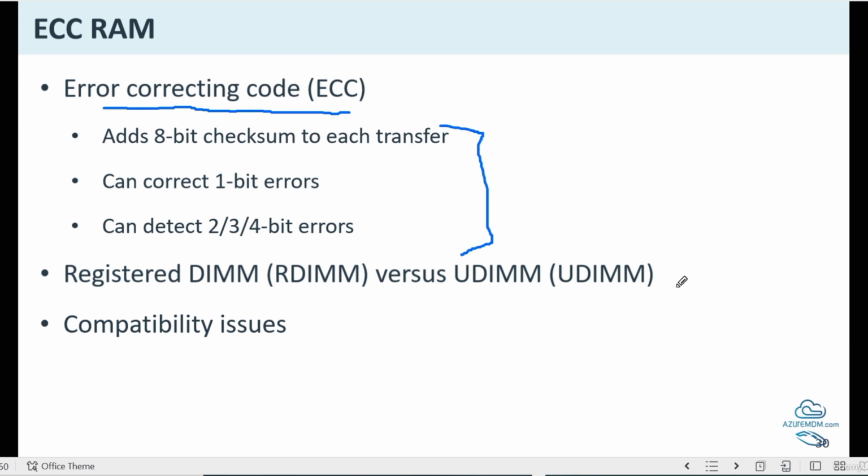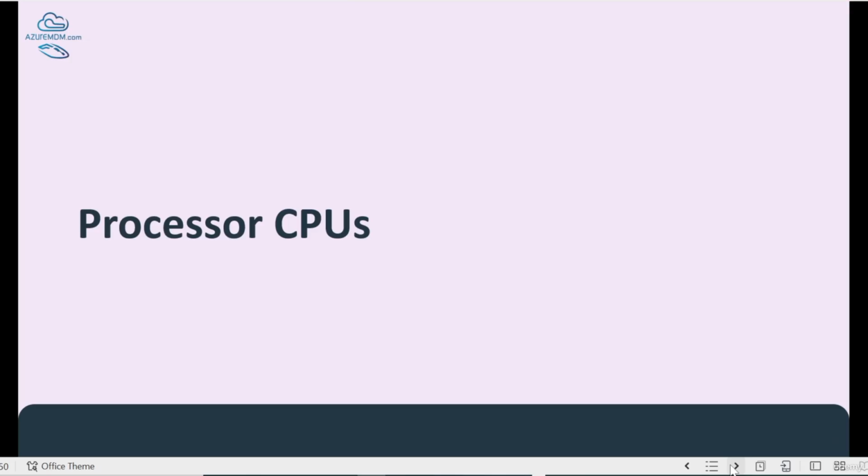Registered DIMM, RDIMM, versus unbuffered DIMM, UDIMM. RDIMM uses a buffer to stabilize signals, better for servers, while UDIMMs are simpler, for desktops only. Now we learn about the processor, CPUs.